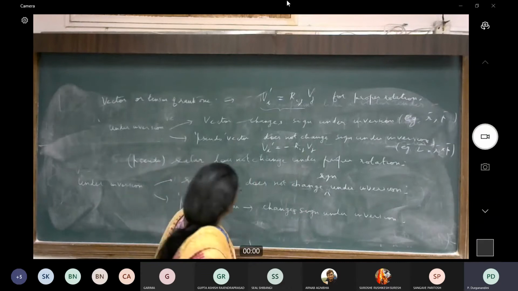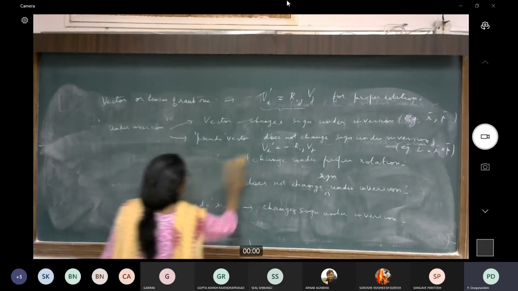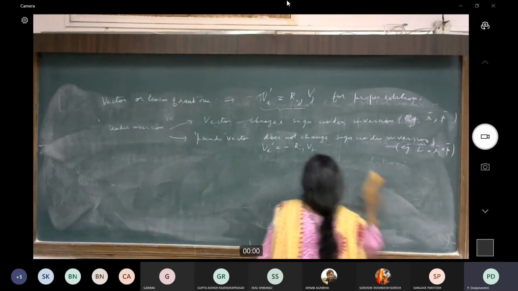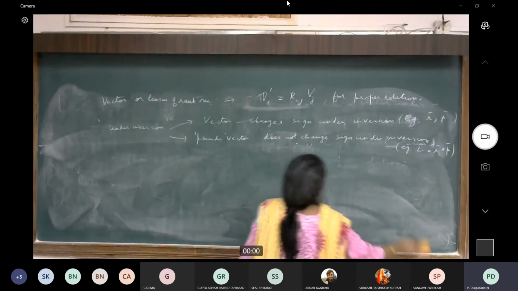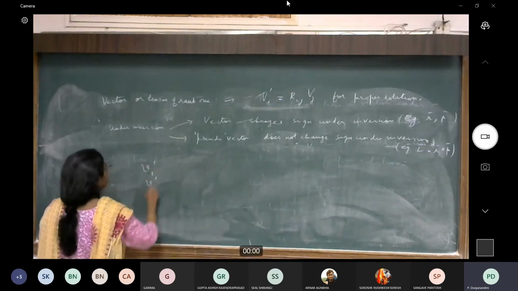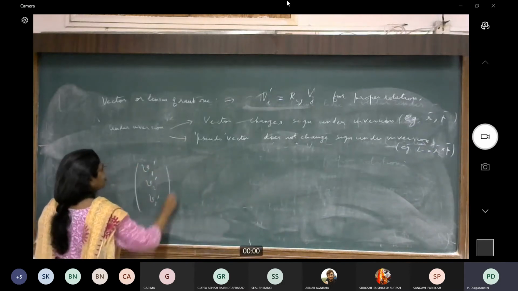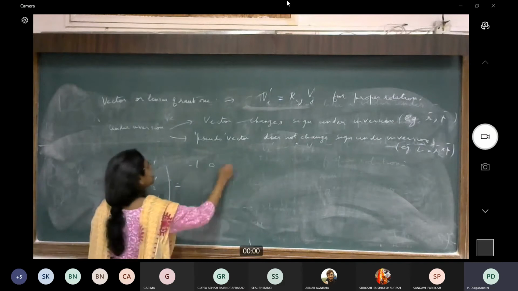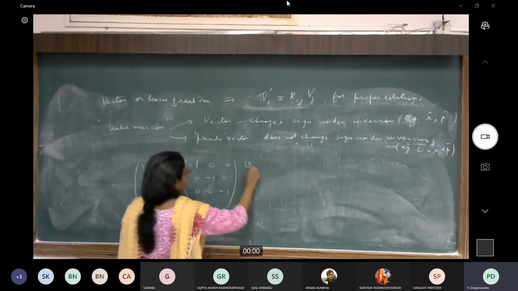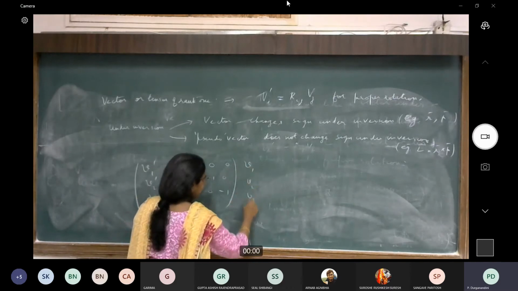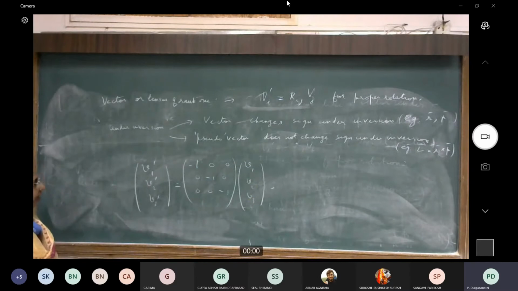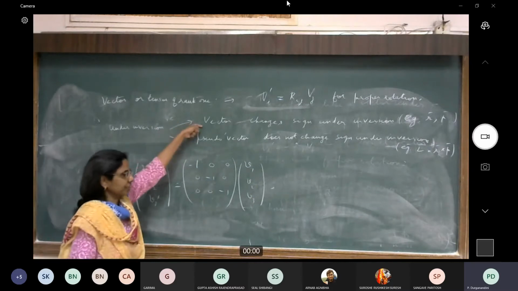Let me put it like this. If I took R P, for example, under R P, if I have a normal vector, then v1 prime, v2 prime, v3 prime should be equal to R P, which is minus 1, 0, 0, 0, minus 1, 0, 0, 0, minus 1, times v1, v2, v3. Good? This is what I should put, and this will correspond to the fact that it will change sign.